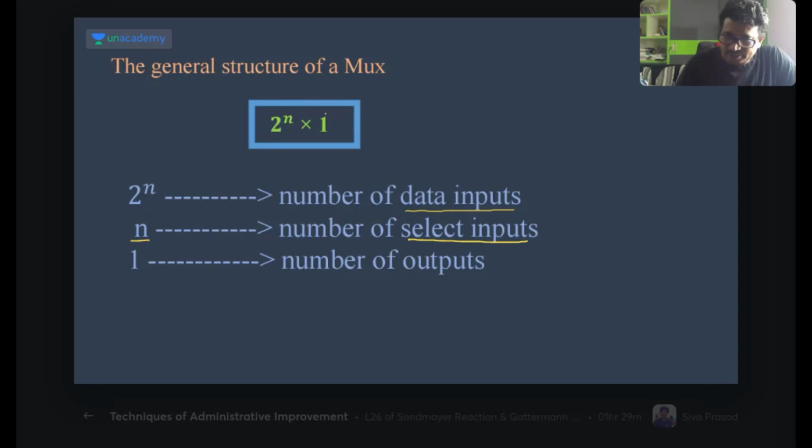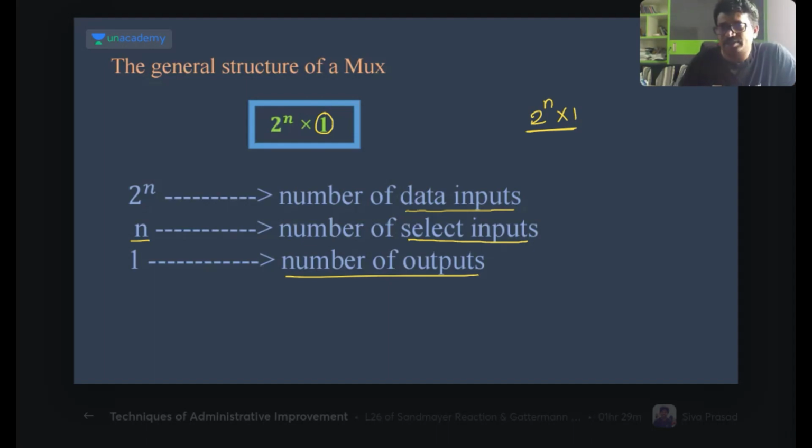And this 1 is the number of outputs. This is the basic structure of any multiplexer, 2 power n cross 1. That means it has 2 power n inputs, 1 output, and n select lines.